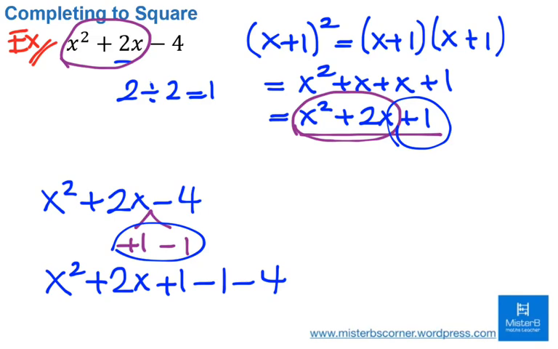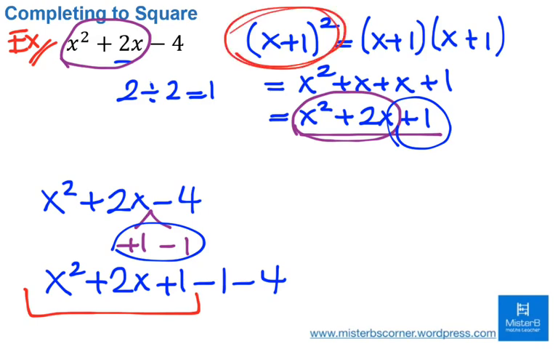Actually, I'm not changing the expression, but I'm trying to get what I want, which is this bit, because this is the same as this perfect square expression. So instead of x squared plus 2x plus 1, I'm going to write x plus 1 squared, right? This is what I want. And then I'm going to write down the remaining. It's going to be minus 1 minus 4, which is minus 5. So this is the answer.